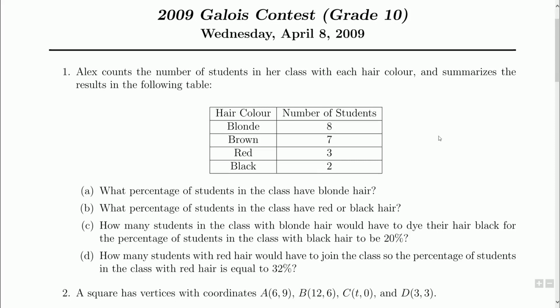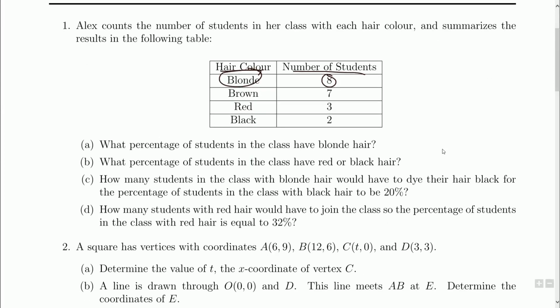Alex counts the number of students in her class with each hair color and summarizes the results in the following table. So we have hair color and number of students. We've got 8 students are blonde, 7 have brown hair, 3 have red hair, 2 have black hair. Okay, so that's the information we're given. And let's go into A part here. What percentage of the students in the class have blonde hair?